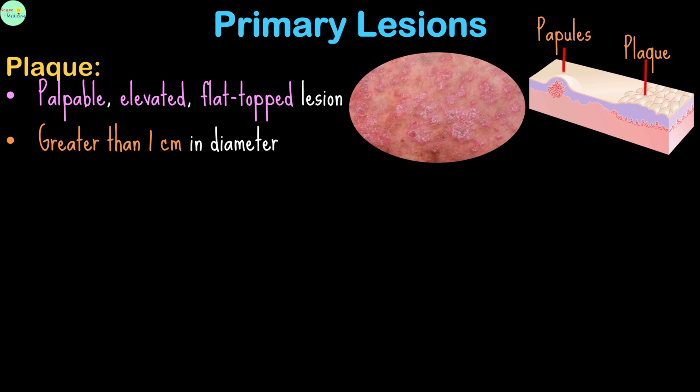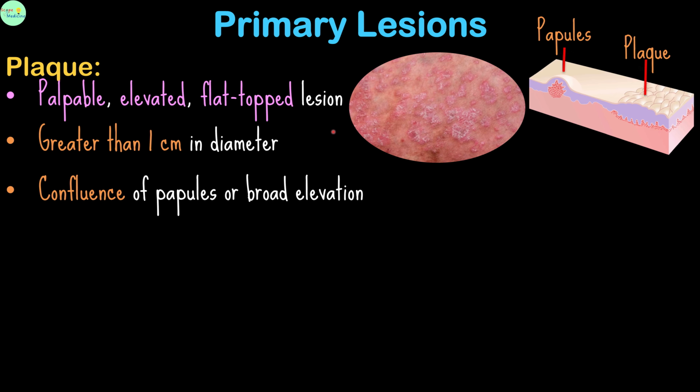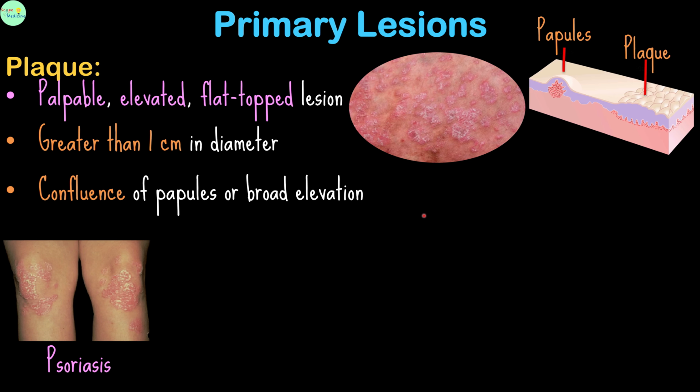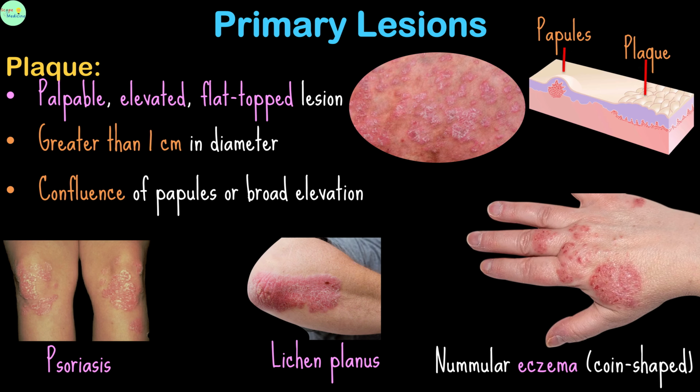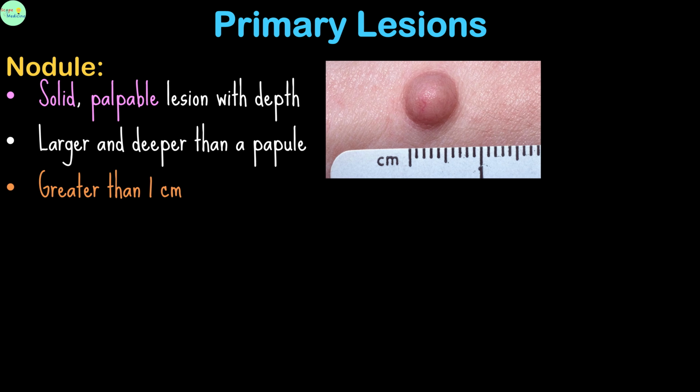A plaque is a palpable, elevated, flat-topped lesion greater than 1 centimeter in diameter. It is essentially a confluence of papules or a large, broad-based elevation. Classic examples are the well-demarcated scaly plaques of psoriasis, the violaceous, itchy plaques of lichen planus, and the coin-shaped plaques of nummular eczema. For deeper or larger solid lesions, we have the nodule and tumor.